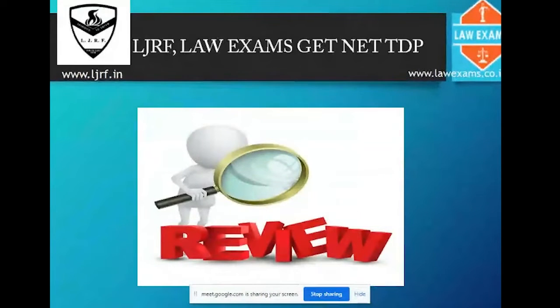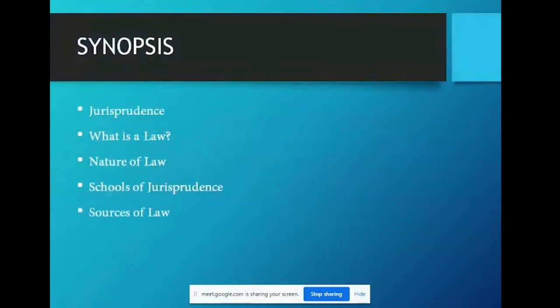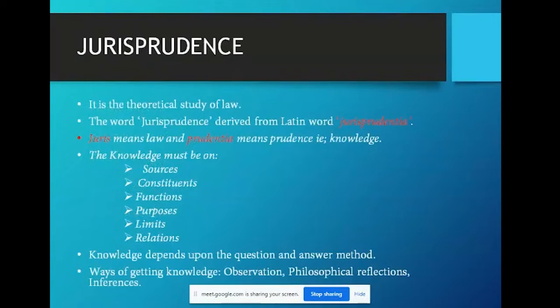Okay. So here I am reviewing the topic, the nature and sources of law. Before going to the topic, we can go through the concept of jurisprudence. It is a theoretical study of law, and the term jurisprudence is derived from the Latin word jurisprudentia, which means the knowledge of law, where juris means law and prudentia means prudence or knowledge.